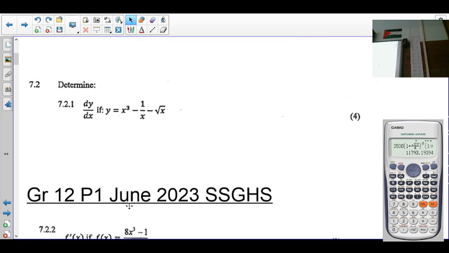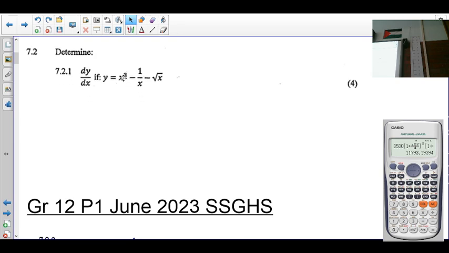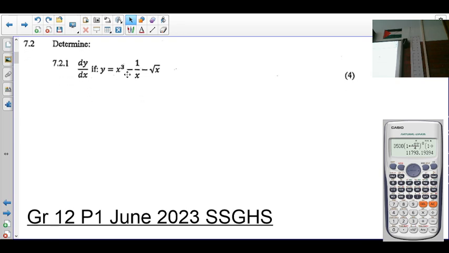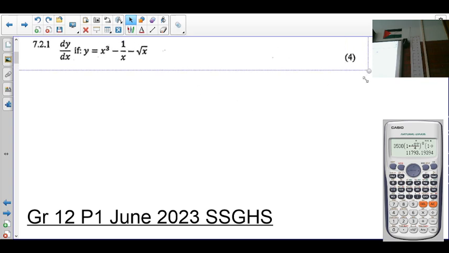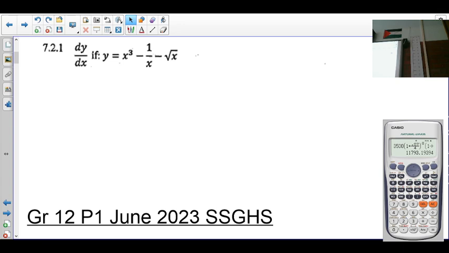Let's look at 7.2. Here we will be applying the rules of differentiation. How do we know that? Because the question did not say by first principles. Only when they say by first principles do I apply first principles.